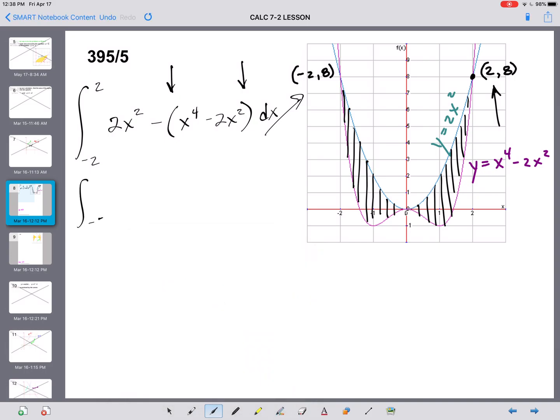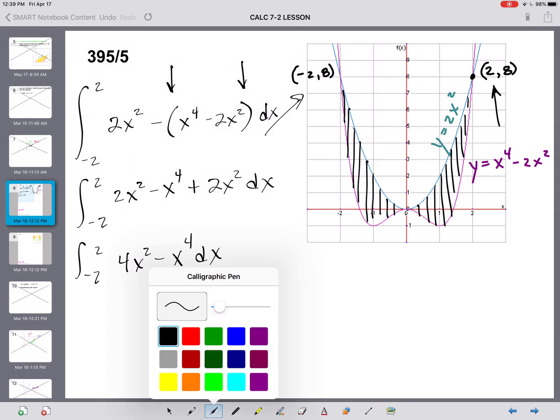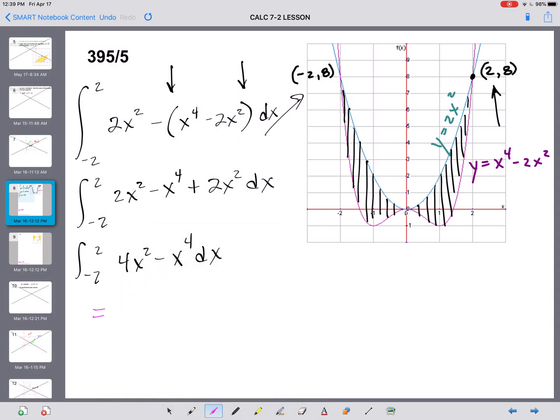Here it is, -2 to 2. I have 2x squared. Now, that's going to be a minus x to the 4th. This is going to be minus times a minus, that's plus 2x squared. There you go. Now, let's put them together. I got 2x squared and 2x squared, that's going to be 4x squared. Then I got minus x to the 4th dx. Okay, we're ready to integrate. This is going to be the area between those curves.